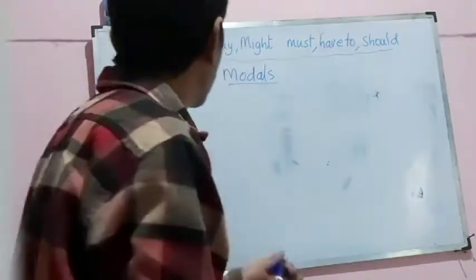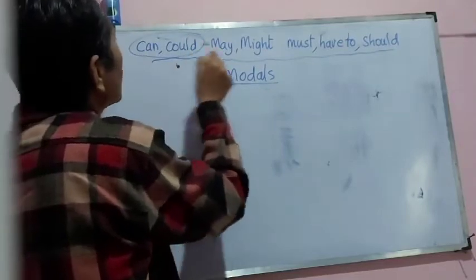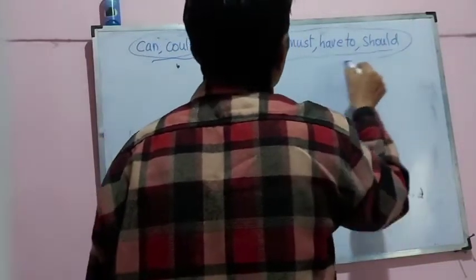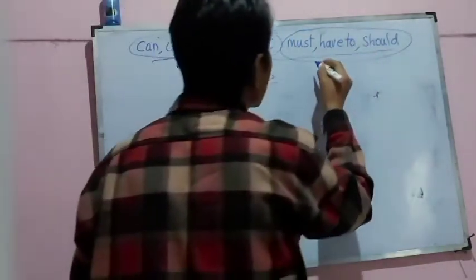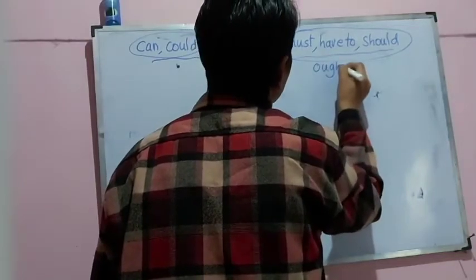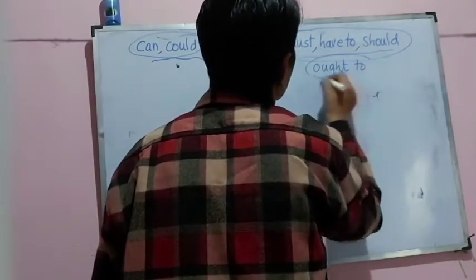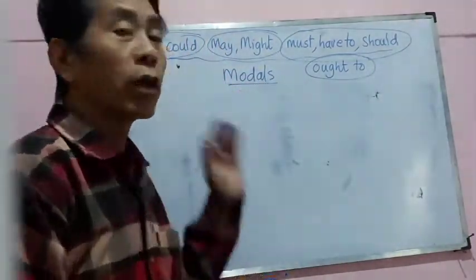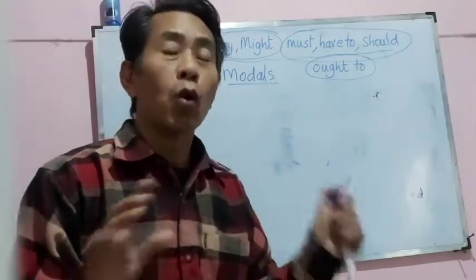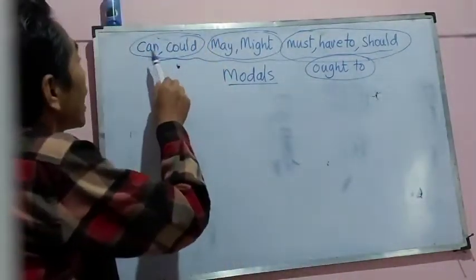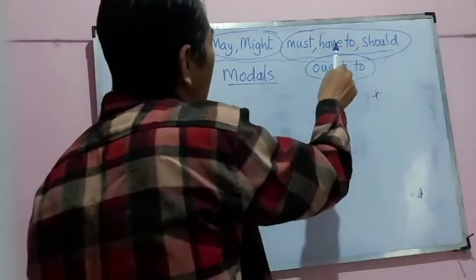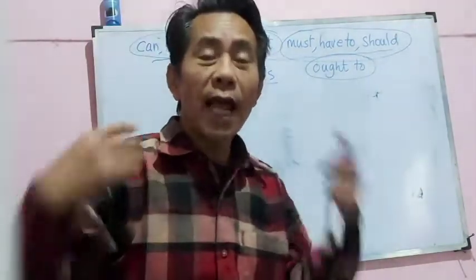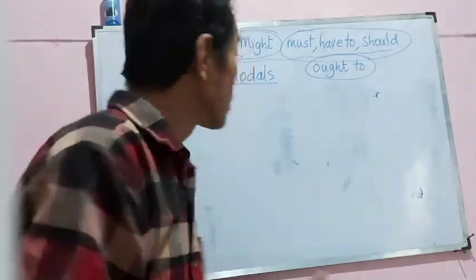What are these modals? These modals are can, could, may, might, must, have to, and should. And we have got one more word, that is ought to. I'm sure you have come across all these words. Now we are going to learn about these modals. These are called modals. Now what actually are the modals?